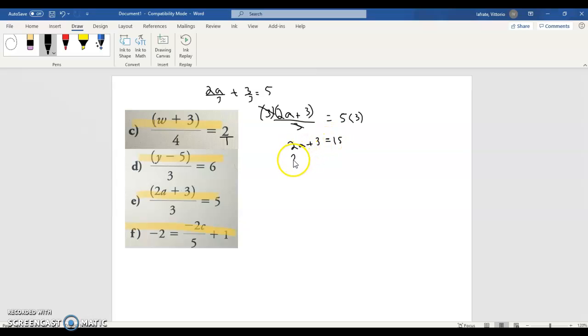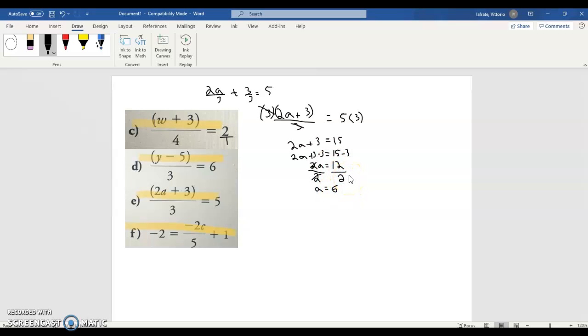And then we can go ahead and solve as you normally would. So 2a plus 3 minus 3 is equal to, do what you do on the left side, so 15 minus 3 on the right side as well. 3 minus 3 is 0, so we're going to have 2a is equal to 15 minus 3, which is 12. And then we're going to have to unmultiply. So the opposite of multiply is divide. So divide by 2 on this side, divide by 2 on this side. And that gives us 2 canceling out here. So that means that a is going to be equal to 6. 12 divided by 2 is 6.